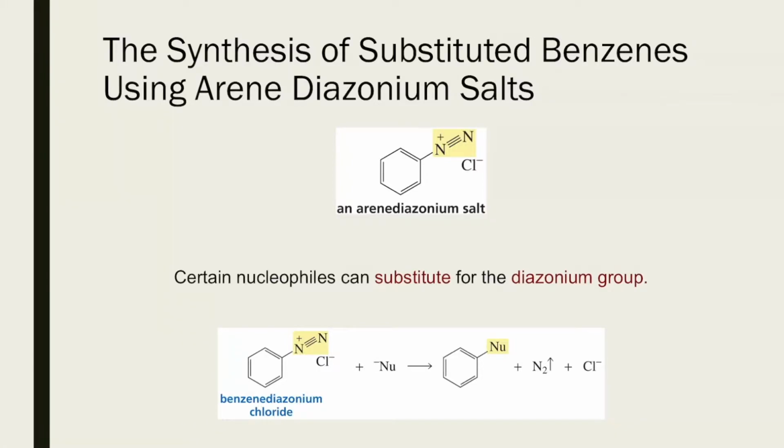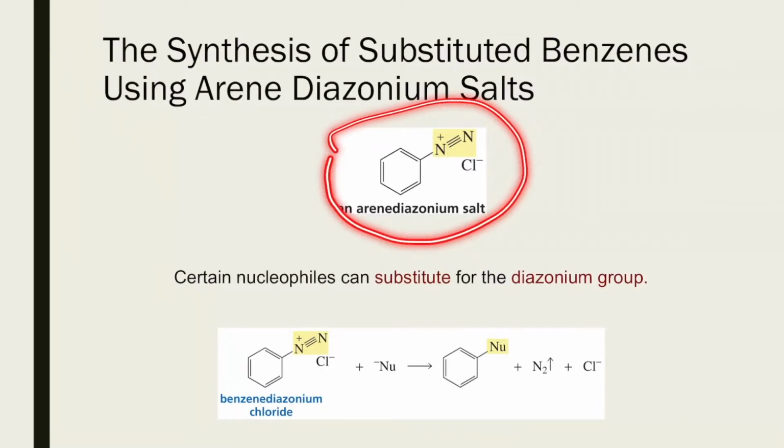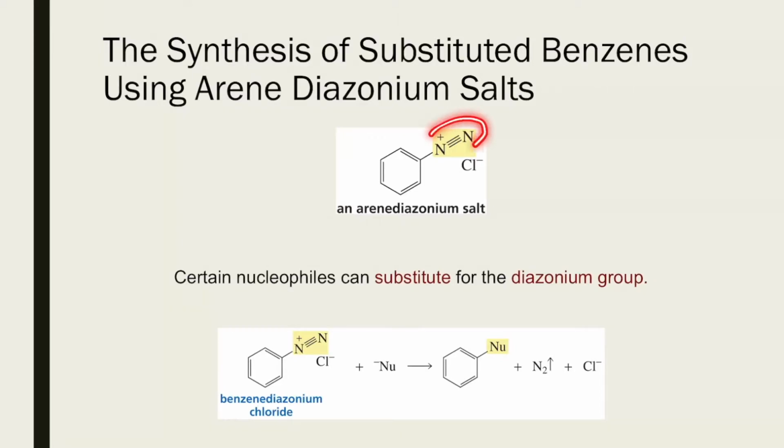Arene diazonium salts. The list of substituents that can be placed on a benzene ring can be expanded using arene diazonium salt. Here is the structure of arene diazonium salt, and here is the diazonium group. Because the nitrogen has a positive charge on it, there should always be some counter ion that exists along with it.